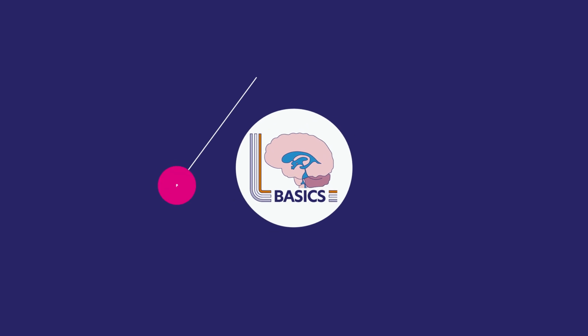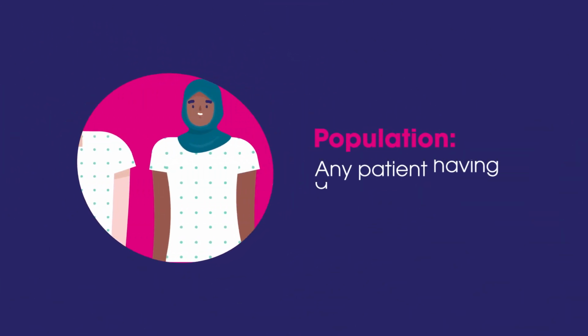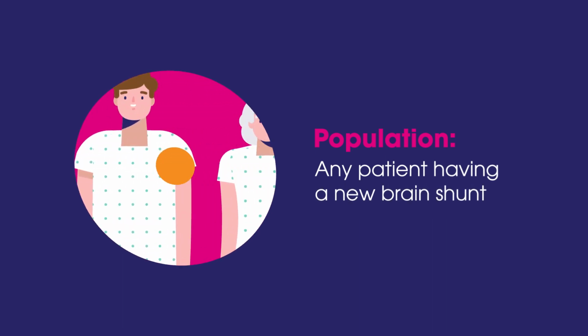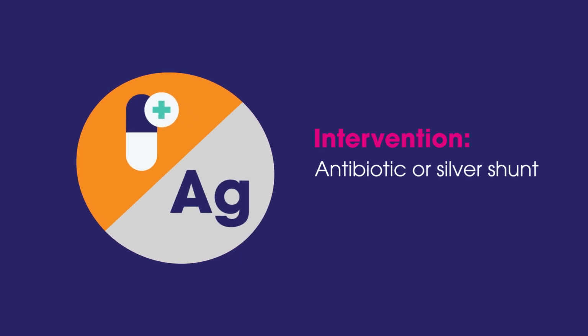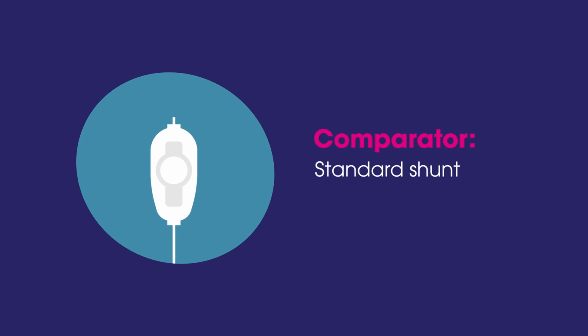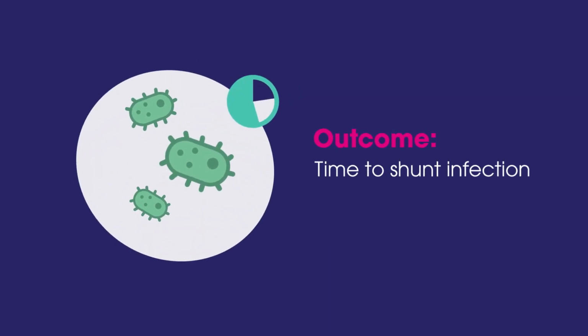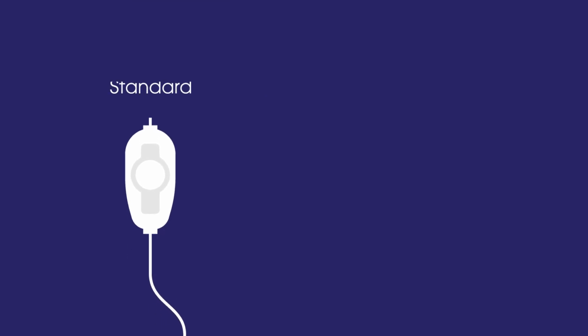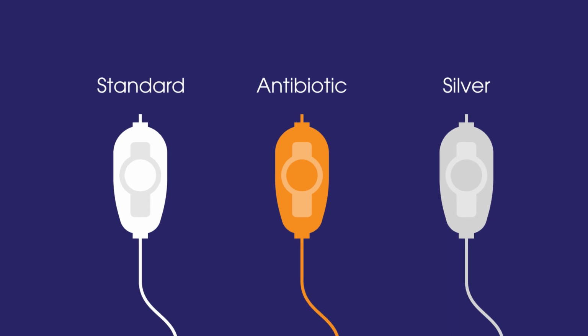For BASICS, our PICO was: Population, any patient having a new brain shunt. Intervention, antibiotic or silver shunt. Comparator, standard shunt. Outcome, time to shunt infection. Patients were randomised equally to either standard, antibiotic or silver shunts.